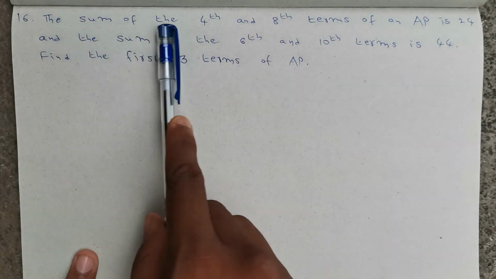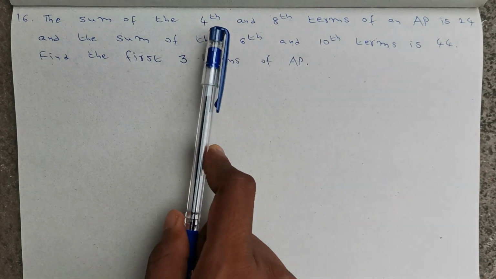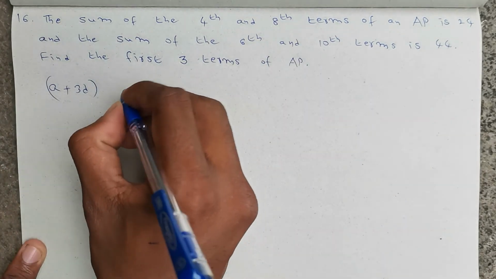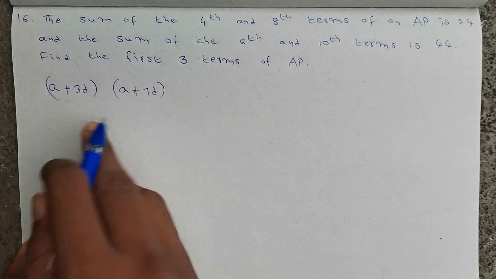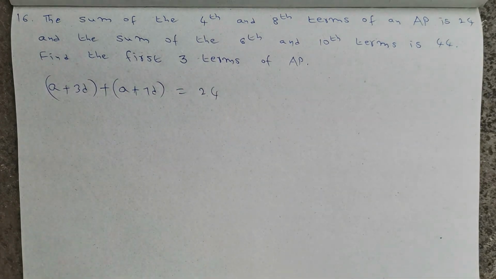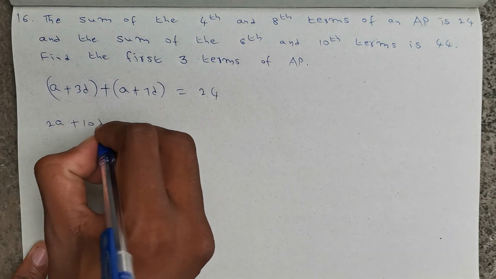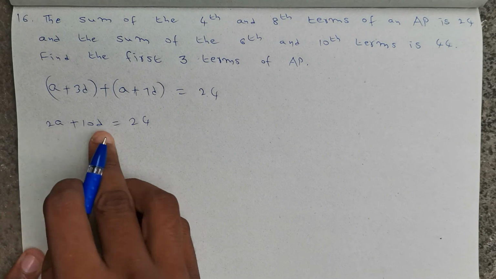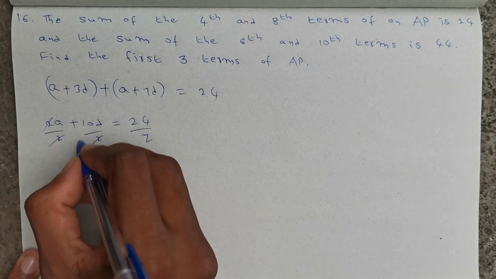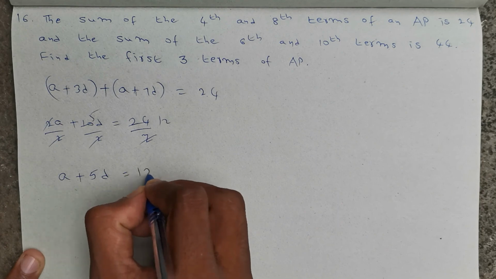Next question: the sum of the 4th and 8th terms of an AP is 24. The 4th term is a plus 3d. The 8th term is a plus 7d. The 4th term and 8th term addition is equal to 24. So if we solve it, a plus a is 2a, 3d plus 7d is 10d, equal to 24. Every term I will divide by 2. 2 cancels, 2 ones are 2, 2 fives are 10, 2 twelves are 24. So we will get a plus 5d is equal to 12.